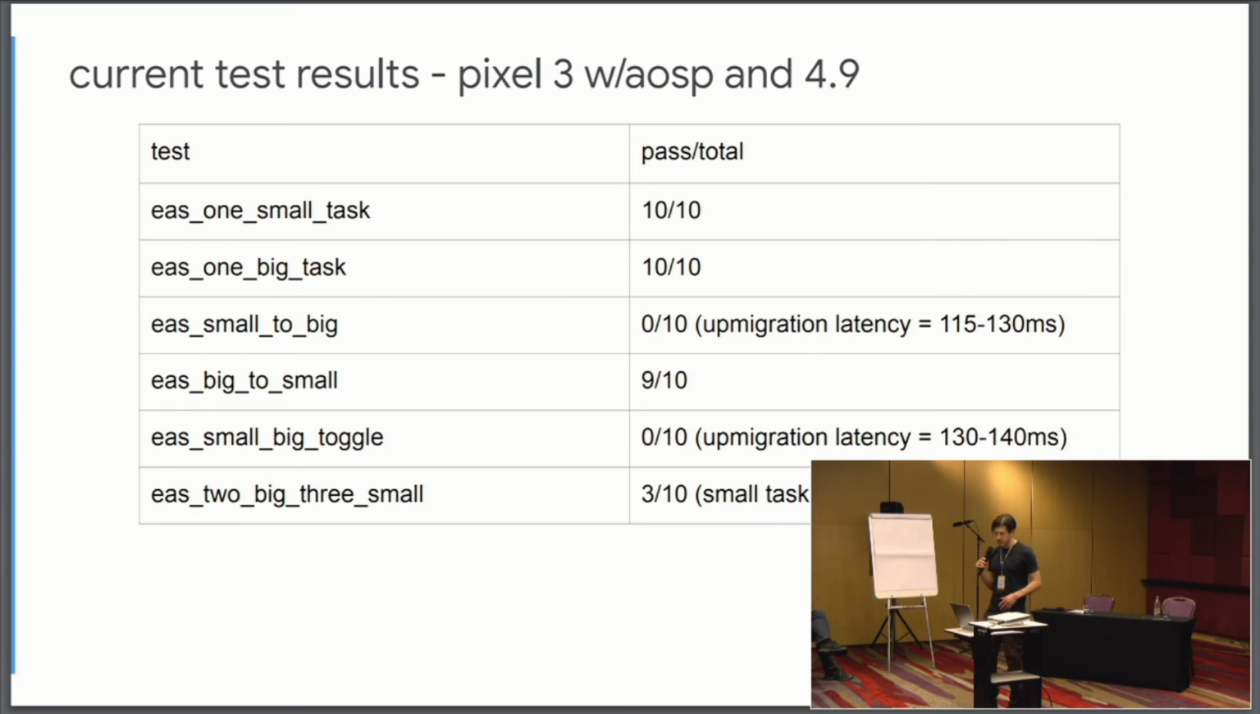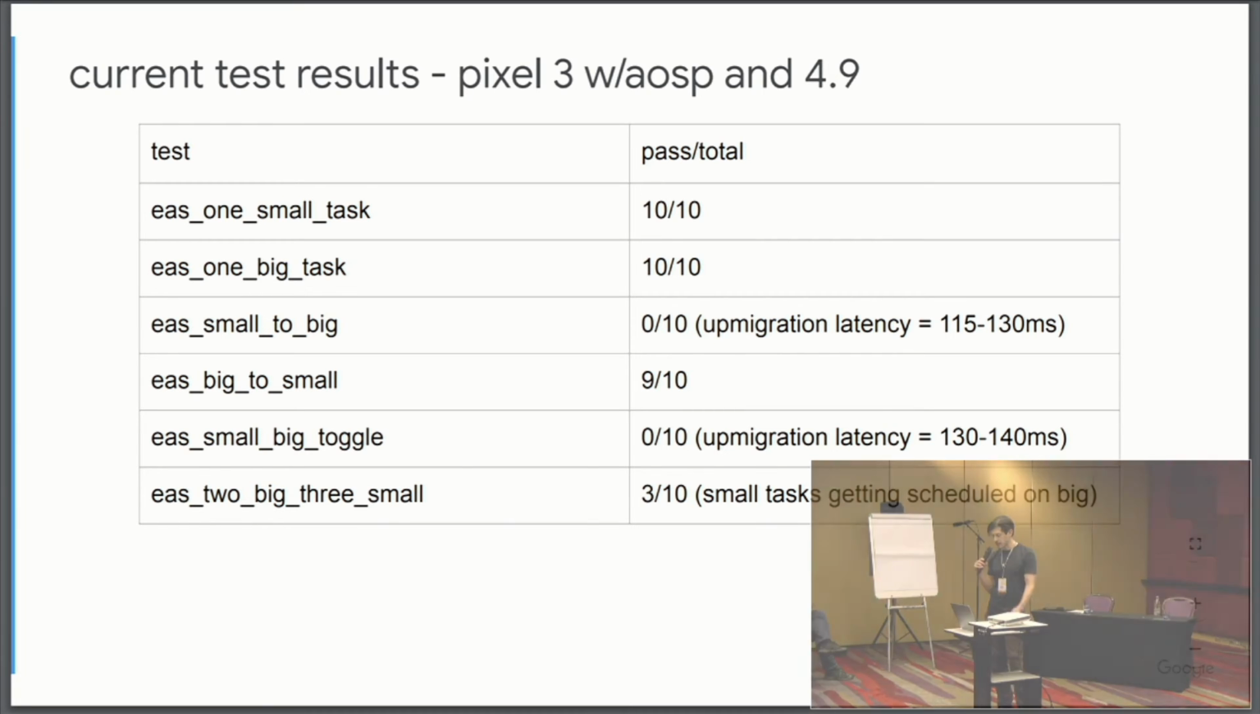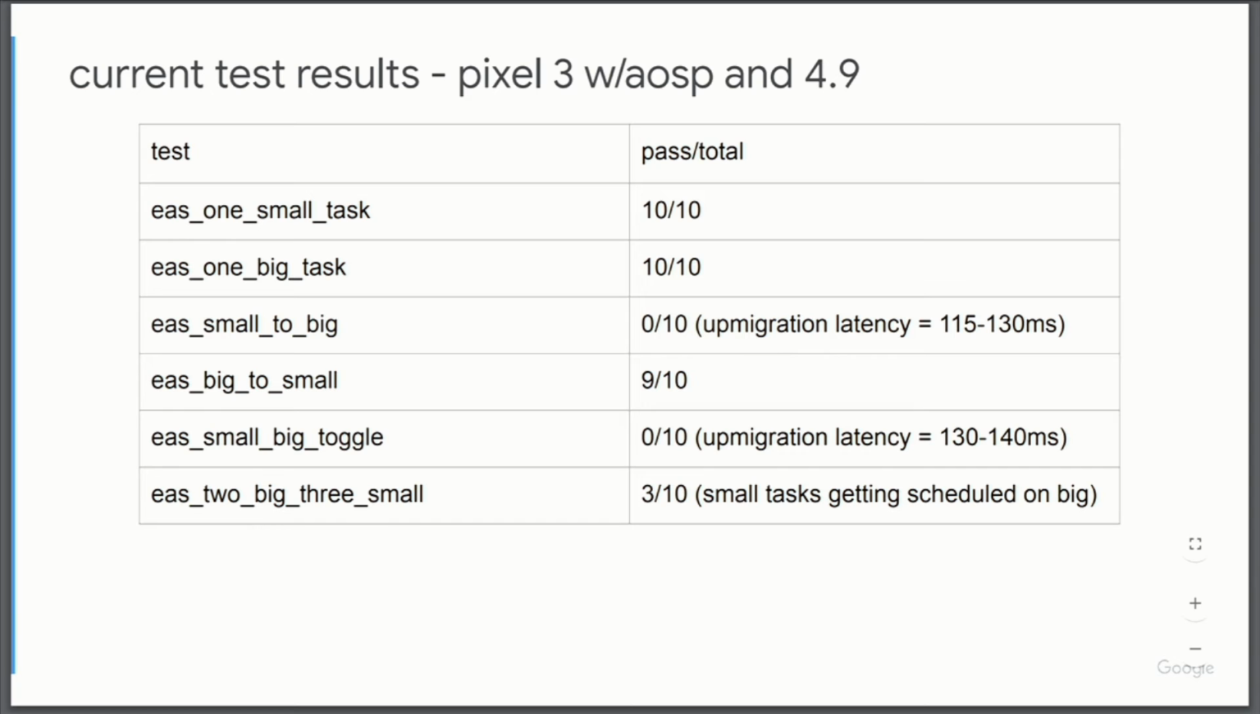So some of these failures are really just a matter of, do we have the right thresholds for the test, the percentage of correct task placement, or the right latency thresholds. So for Pixel 3, the up migration latency, I'd set that to 100 milliseconds. Pixel 3 is not meeting that. So the EAS small to big task test is failing consistently. That's probably a good thing for discussion. I don't recall what happened with the big to small test.